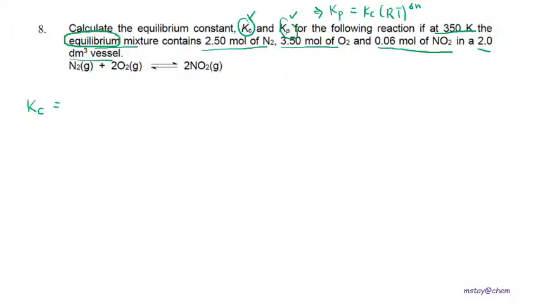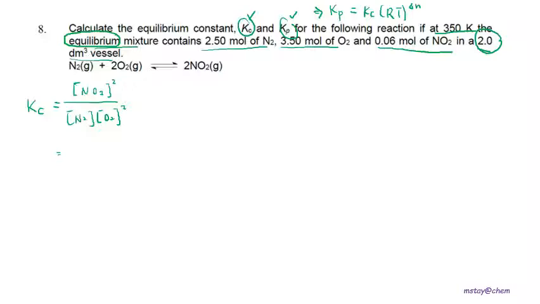So then we need to write down the Kc expression. Based on here, the Kc expression is the concentration of nitrogen dioxide squared over the concentration of nitrogen times the concentration of oxygen to the power of 2. But because of the number of moles given in this question, we need to convert the number of moles into concentration. So all these numbers of moles are going to be divided by 2, because the volume of the container is 2 liter.